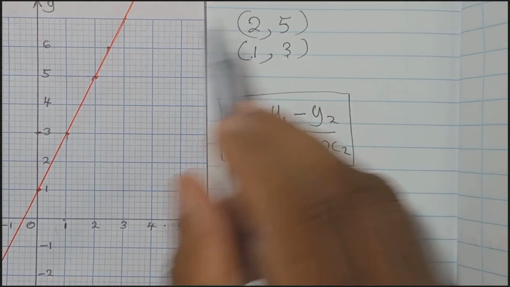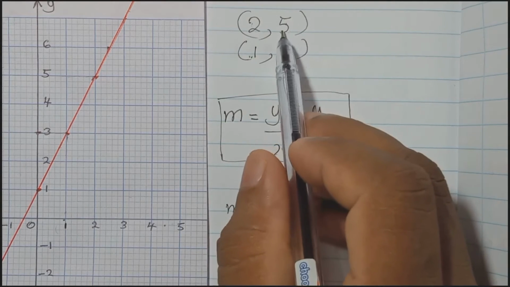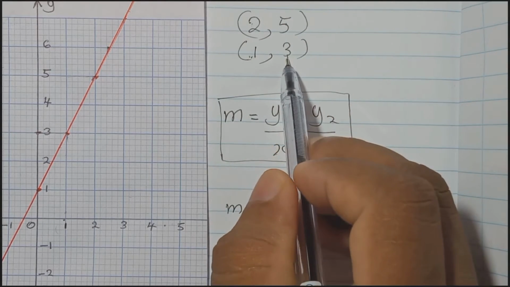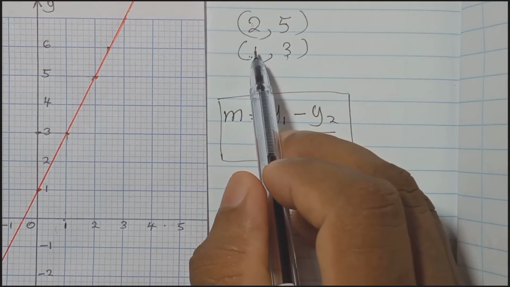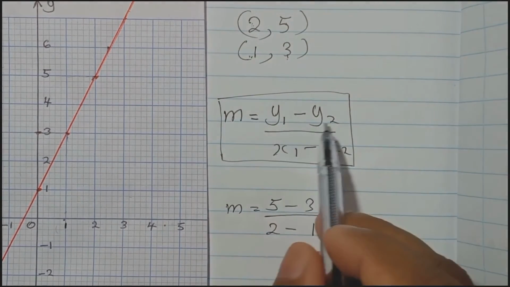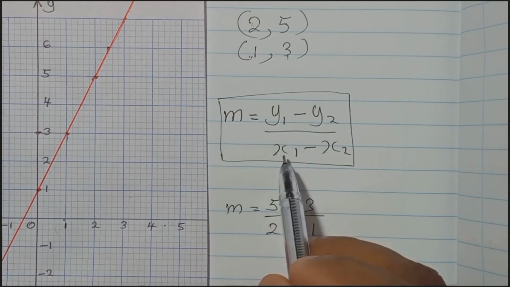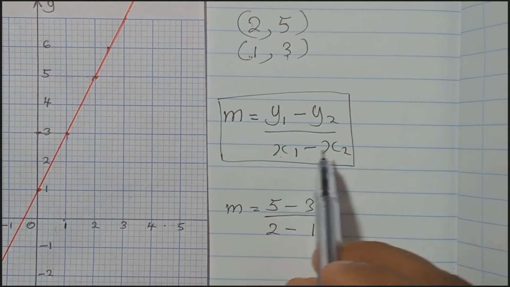That means 1 minus 2, wrong. You need to put 2 minus 1, because here also we use that order, no? From 5 we subtract 3, so same order. From 2 you need to subtract 1. So 2 minus 1. That's why we put it this way. Otherwise you can just say y minus y. Here y1 minus y2, then here also must be x1 minus x2.